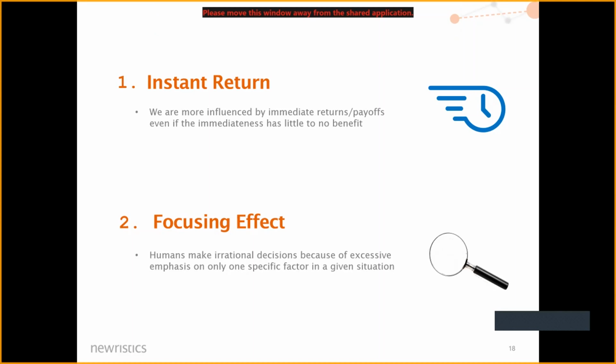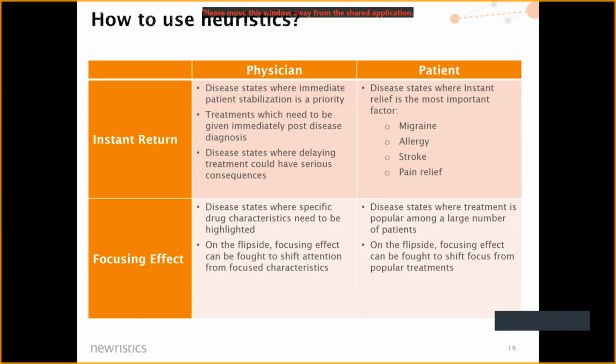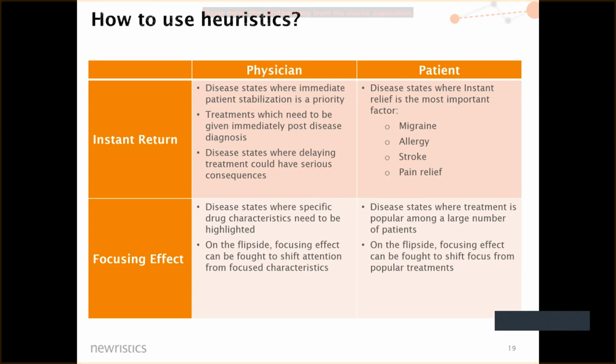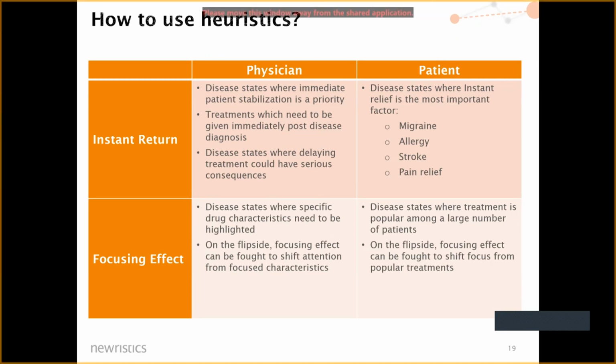And we can sometimes focus too much on one thing, something small, and not pay enough attention to the broader picture, if you will. So just to give you some guidelines on how you might be able to look for the presence of these heuristics in your disease state or in your product category. And we've broken this out by physician and patient, depending on what you're working on.